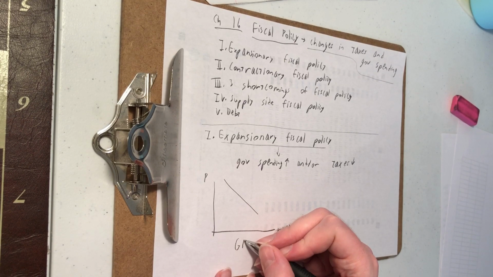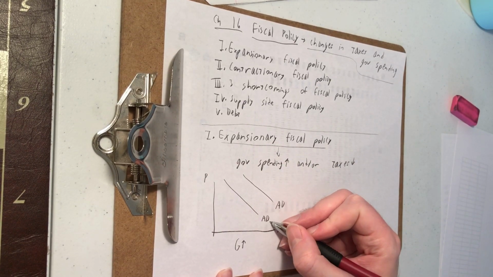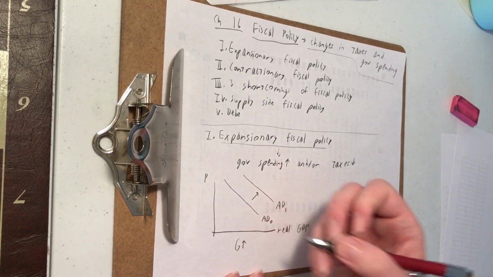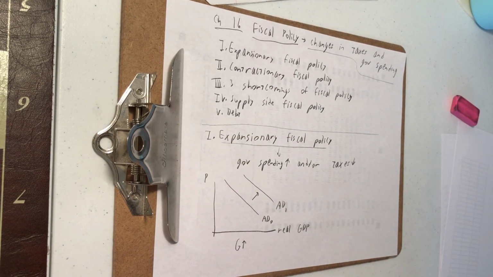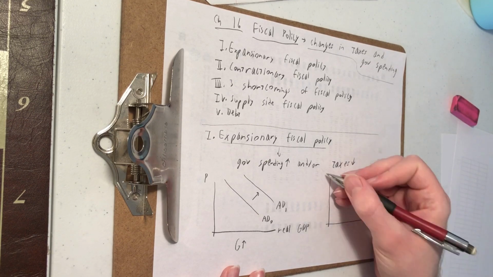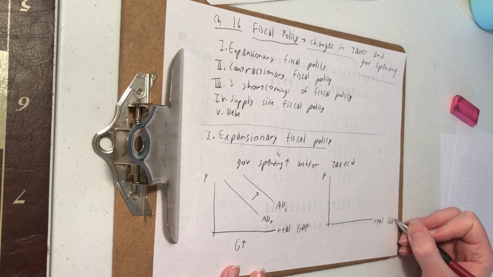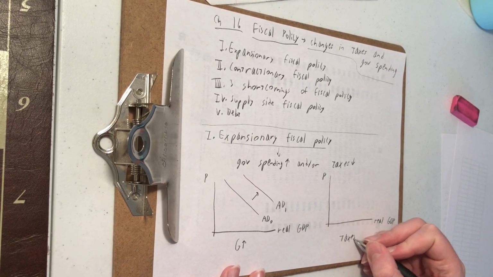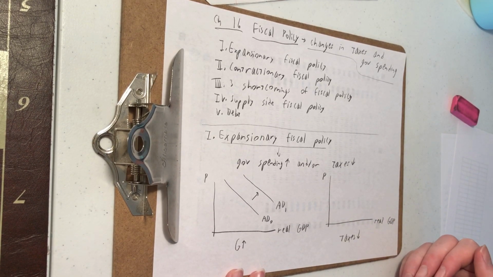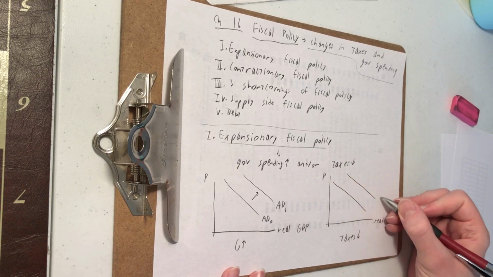If government spending goes up, that's going to cause aggregate demand to shift out. Aggregate demand, we just know, is total demand. So now that the government is demanding more stuff, there's more demand overall in the economy. Similarly, if taxes go down, that's going to mean that people have more money to spend, and if people have more money to spend, they spend more, and if people spend more, there's more aggregate demand.